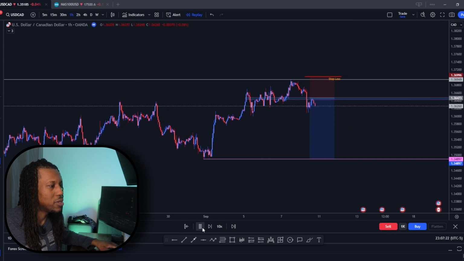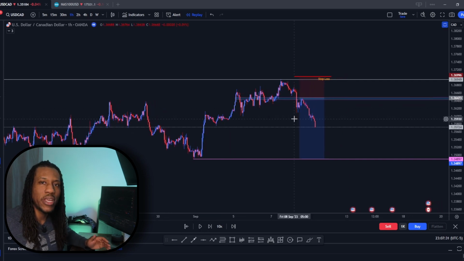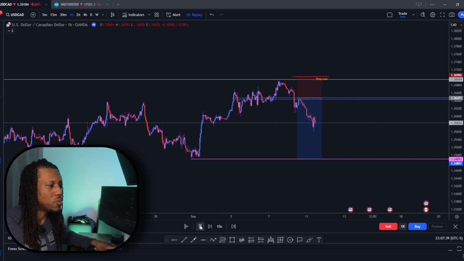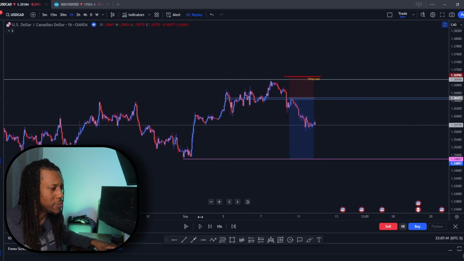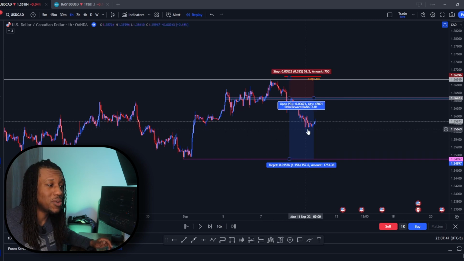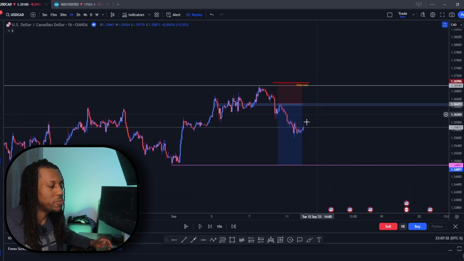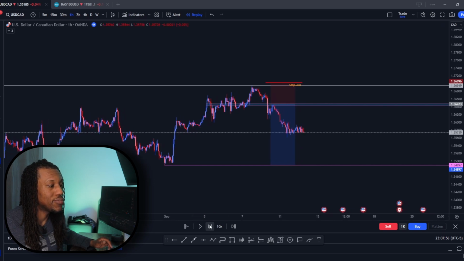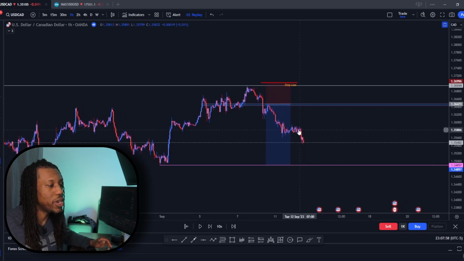So let's do this right here. Let's play this out. Once price creates a lower high, I am then going to move my stops to break even and then secure some partials. So let's see what price does. All right, so we can see here that price created a lower low. All right, I want price to pull back now and create a lower high, which it does right here.